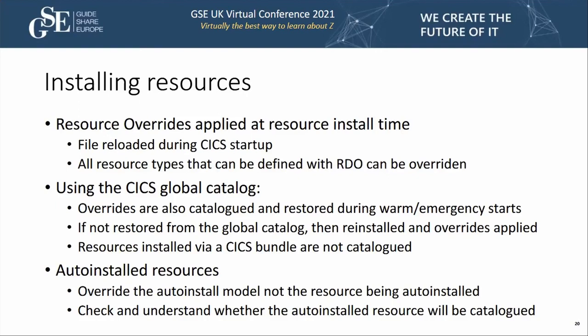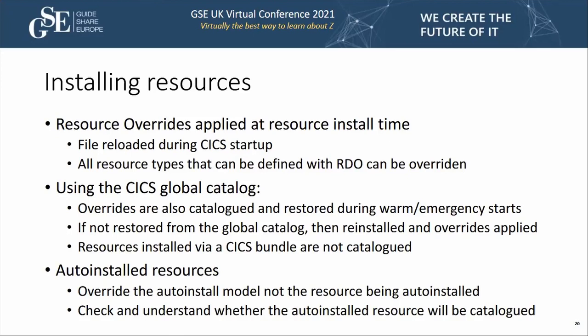Now, the rule for this is actually pretty straightforward. If it's cataloged, we will catalog it with its overrides. If it's not a resource that can be cataloged, or it's not going to be cataloged for some other reason, then it will not be cataloged with its resource overrides. So if that resource is then installed at startup again, it will be treated as a fresh install and the overrides will be applied. However, if the resource was cataloged, it will be restored with its overrides as you'd expect.